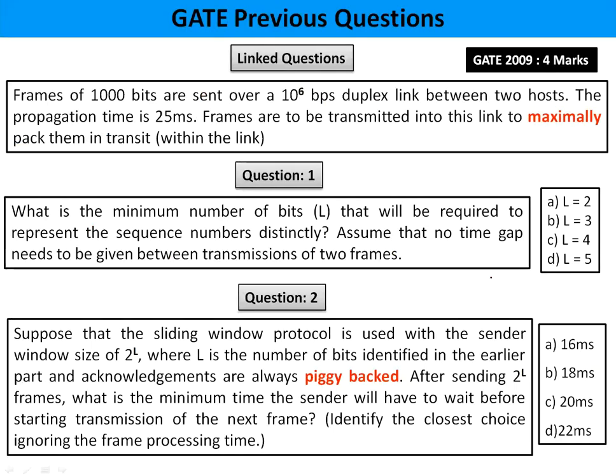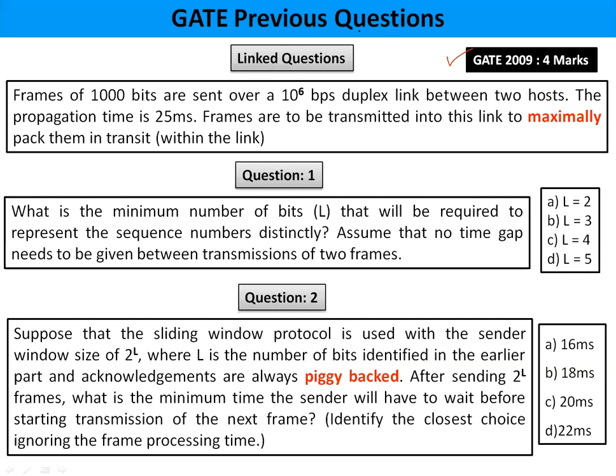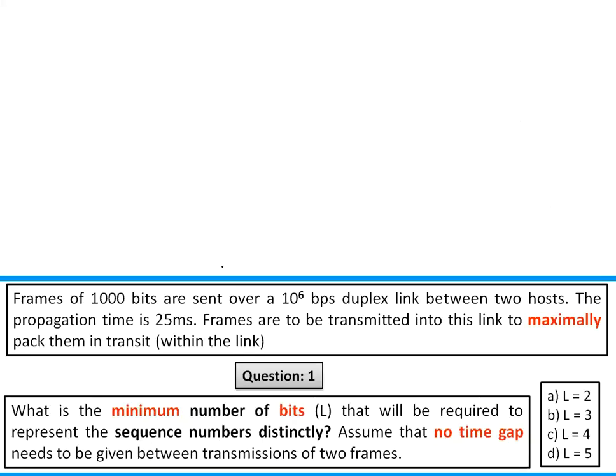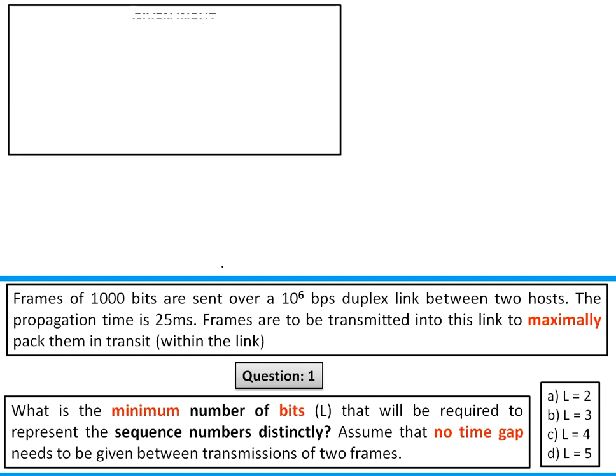Now look at the next question. This was given in 2009 for 4 marks, guys. Please go to the question. Yes, guys, let me continue. Look at the first question, guys. The size of a frame is given as 1000 bits. Bandwidth is given as 10 power 6. It's a duplex link. TP is given as 25 milliseconds.